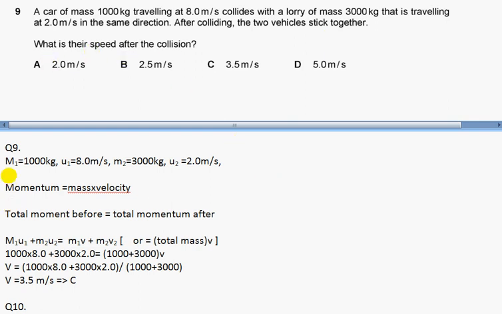So here we have given information. We wrote it down as we were reading the text. Then we know that momentum equals mass times velocity, and total momentum before event equals total momentum after. So on the left we can sum up momentum of two objects before, and on the right we have M1V plus M2V, or actually total mass times V. So we put numbers, rearrange formulas, and then we calculate using calculator. We get 3.5, so 3.5 is answer C.